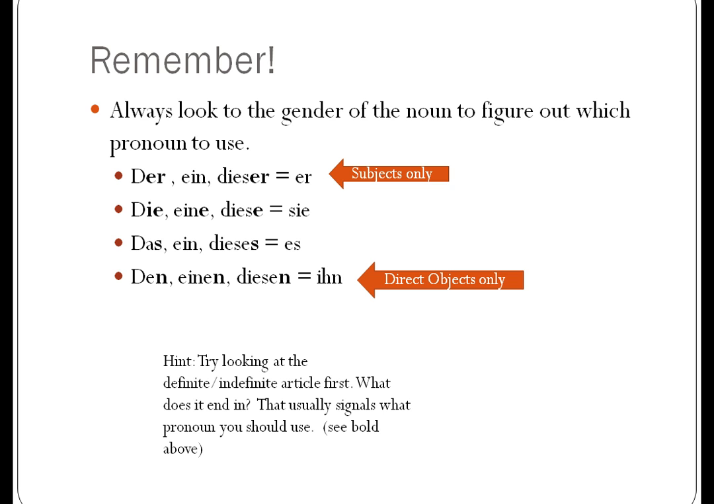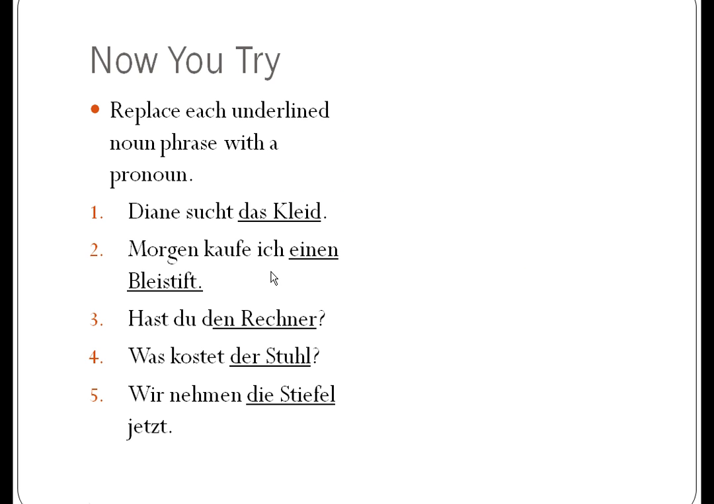Die, eine, and diese, same thing. If you notice, I bolded the e's, and in this case the ie. It kind of hints to you, use sie. Das, I bolded the s's. That hints to you to use es. And I bolded the n's here to indicate you need to use ihn. Always try to check that first.